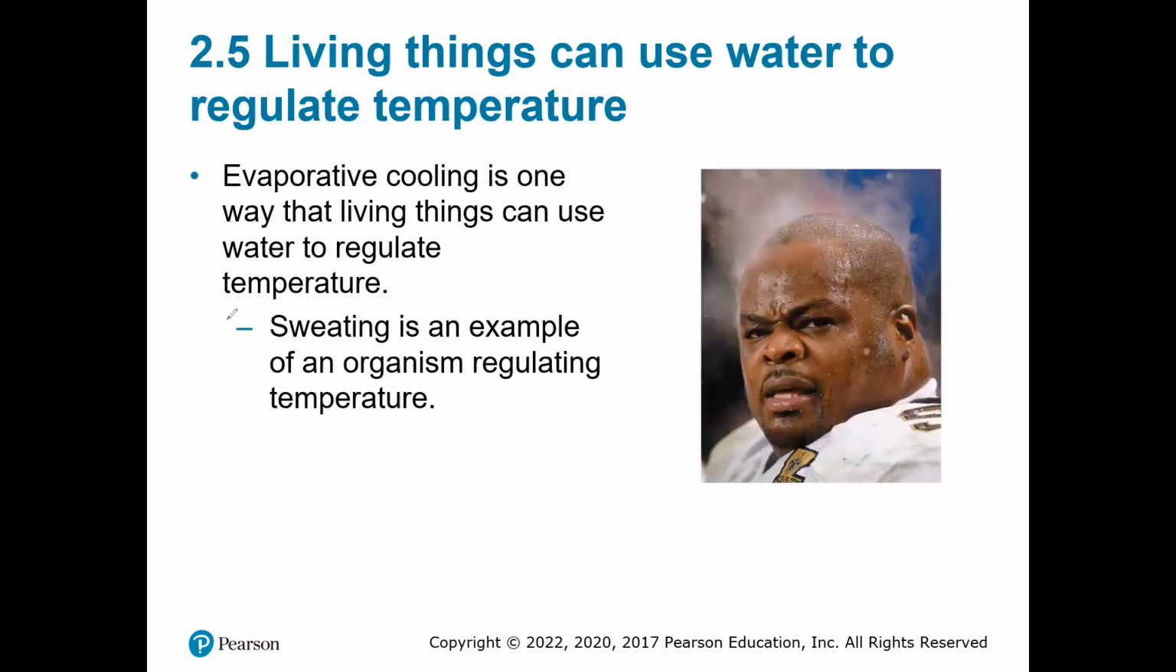We use evaporative cooling and sweating to regulate our temperature. It takes a whole bunch of energy or heat, and that'll pull the water off of us. So evaporative cooling is one way that living things can use water to regulate temperature. Whenever we sweat, we have the water on the surface and that takes heat away from us. It cools us. Like a swamp cooler or something like that, it's the idea that it takes a lot of energy, so it removes heat.